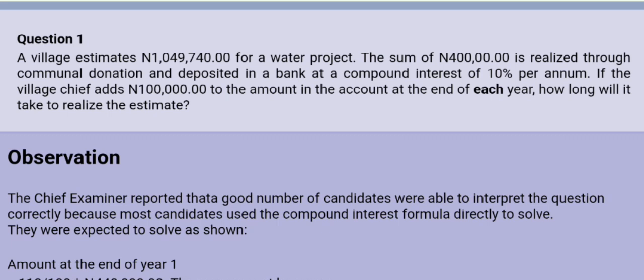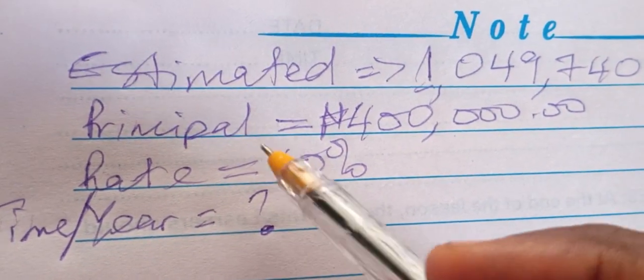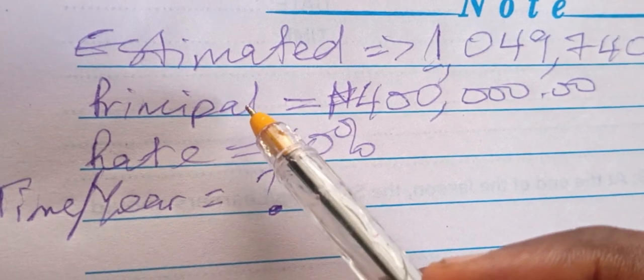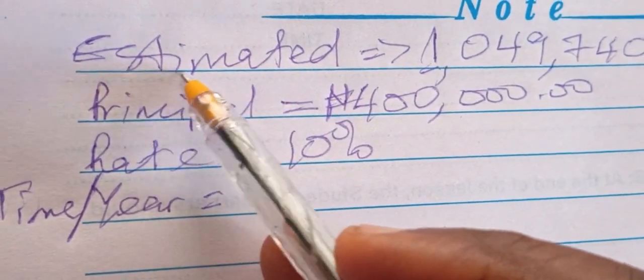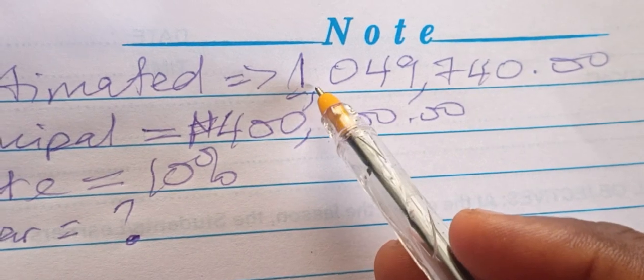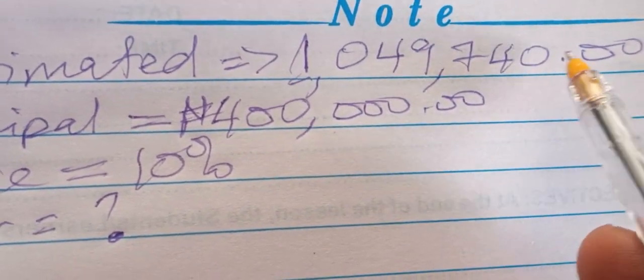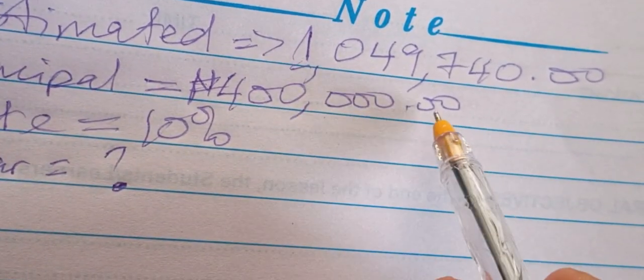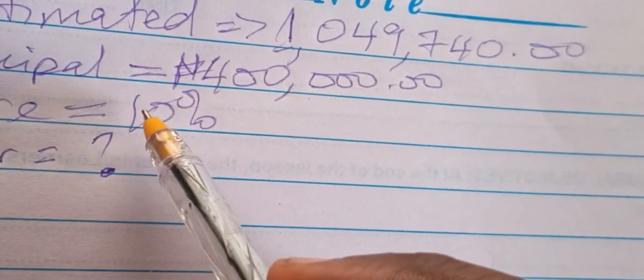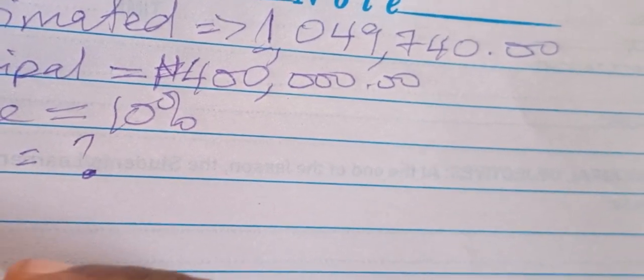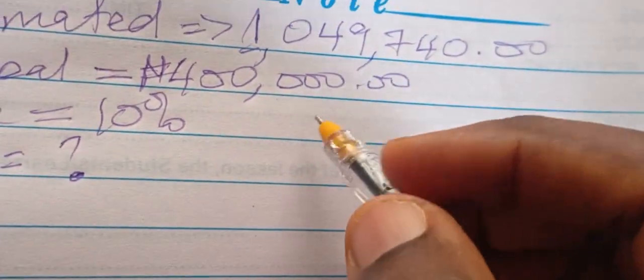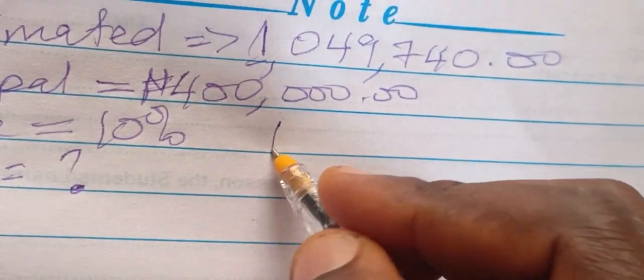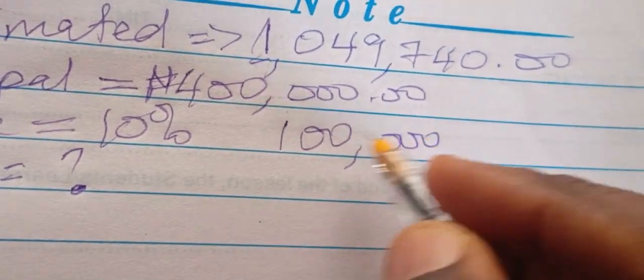So the estimate is this. How long will it now take to realize the estimate? So let's try to solve it and see how it goes. From the question, you will see that the estimated amount we are to get is 1,049,740. The amount that we are going to start with is 400,000. The rate is 10%, and the time in years we don't know for now. Every year, at the end of every year, we are told that 100,000 will be added.